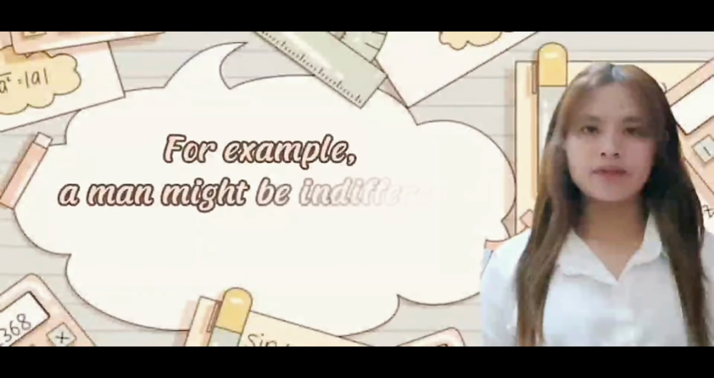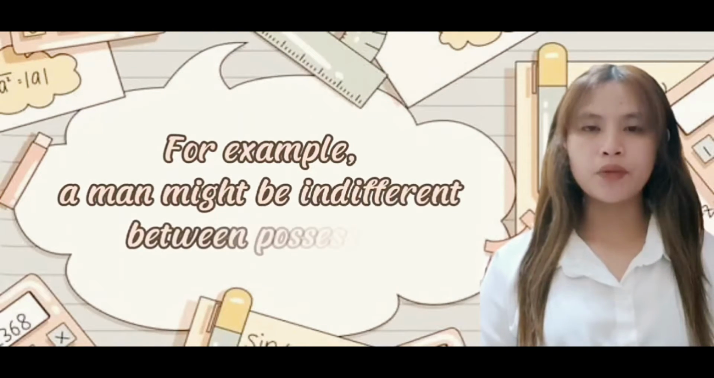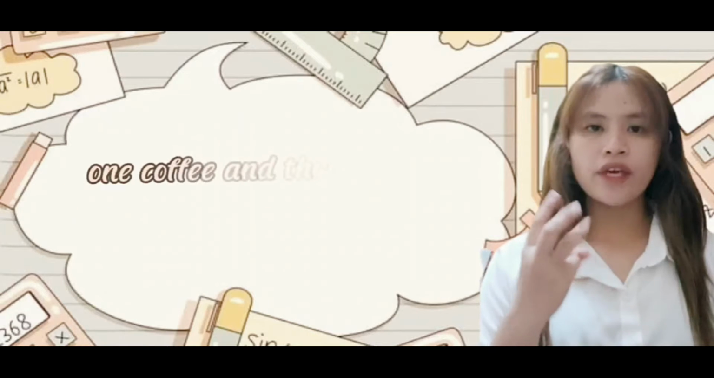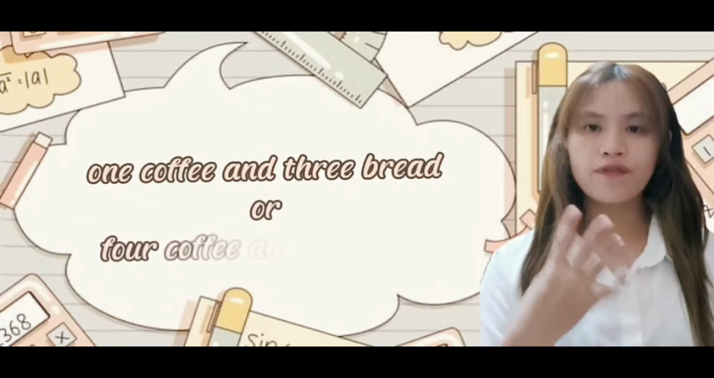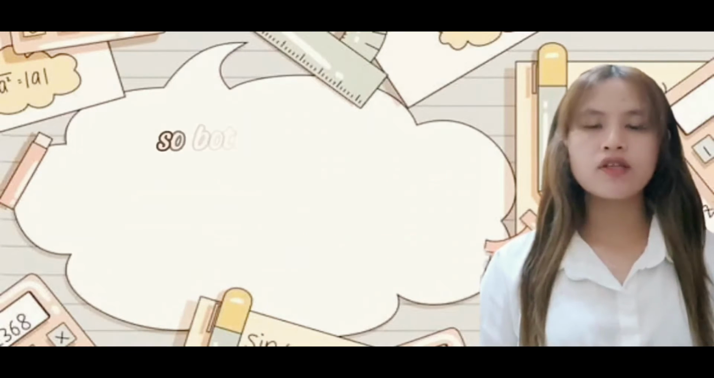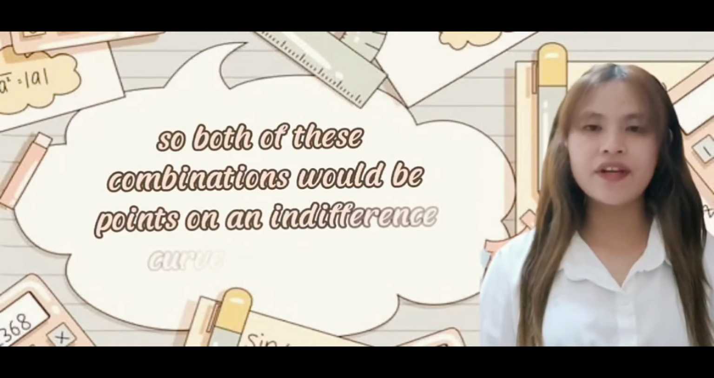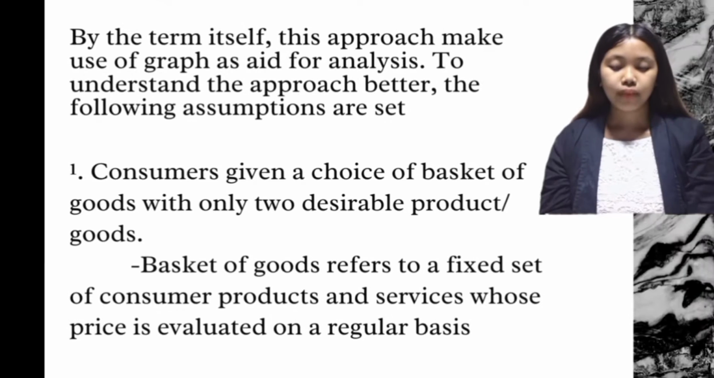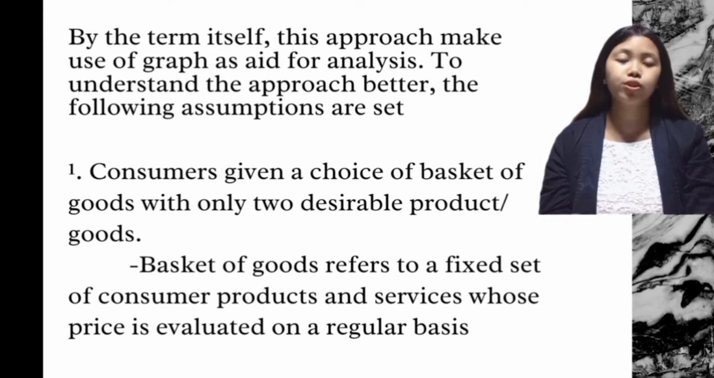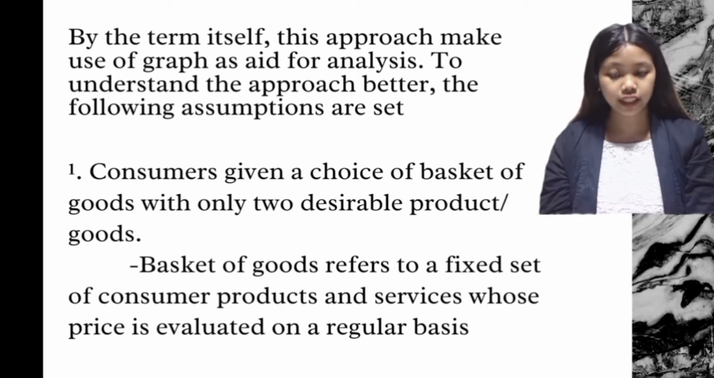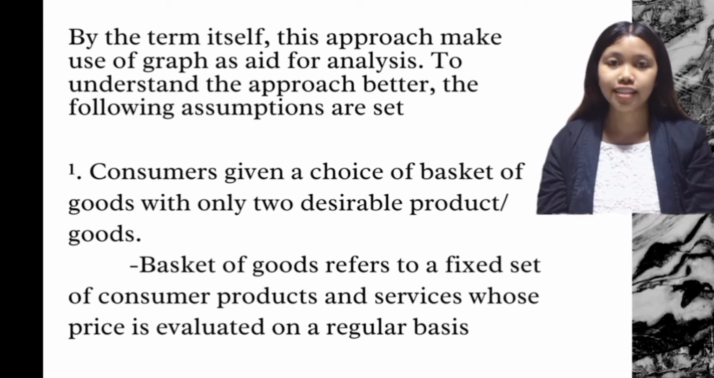For example, a man might be indifferent between possessing 1 coffee and 3 bread, or 4 coffee and 1 bread. So both of these combinations would be points on an indifference curve of the man. By the term itself, this approach makes use of graphs as an aid for analysis. To understand the approach better, the following assumptions are set.